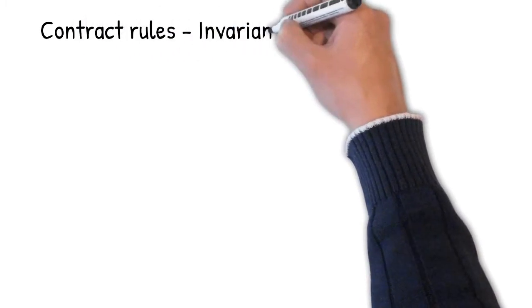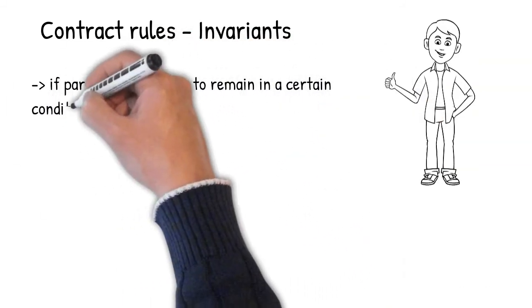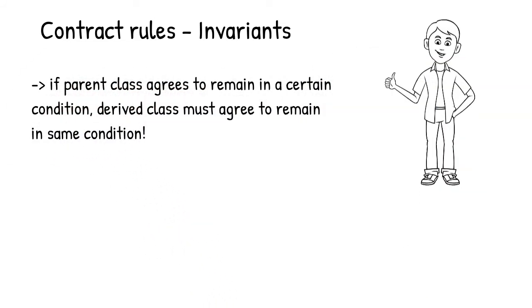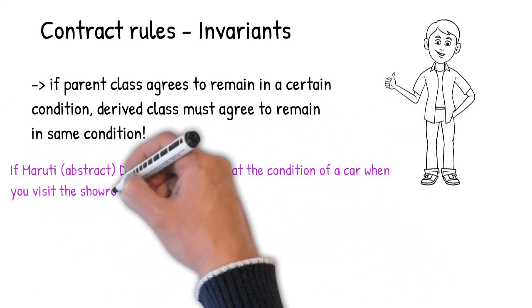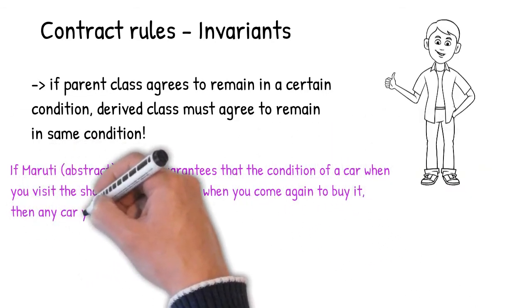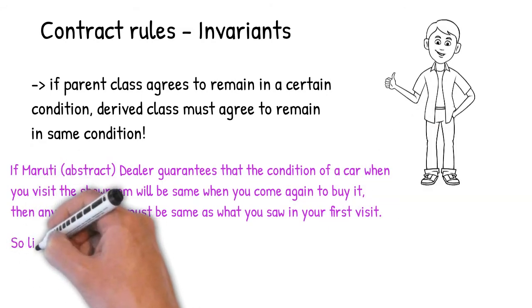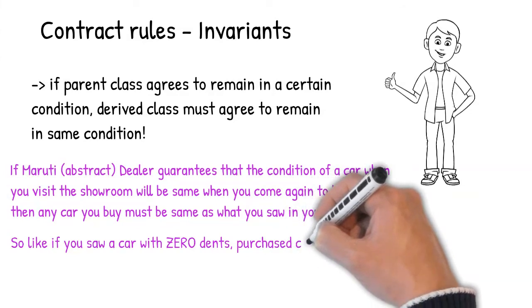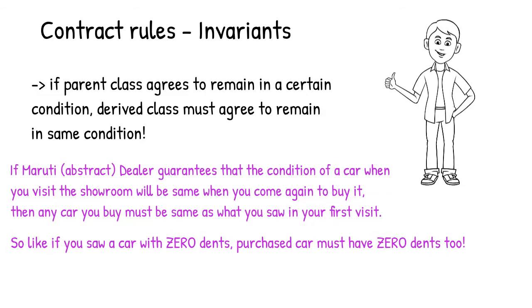The third rule is about invariants, which means if the parent class agrees to remain in a certain condition after the operation has been executed, the derived class must also agree to remain in the same condition after that operation has been executed. A simple example to understand this point is where a Maruti car dealer guarantees that the condition of a car when you visited the showroom for the first time will be the same as when you actually visit to buy that car. Which means if you visited the showroom and confirmed that the car has 0 dents, then when you purchase that car, the same car must have 0 dents too.